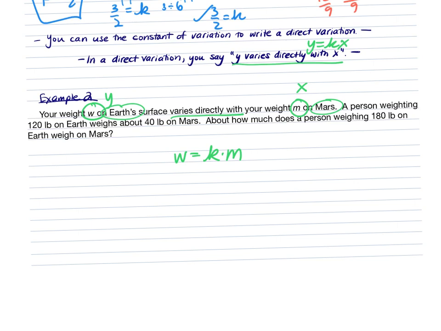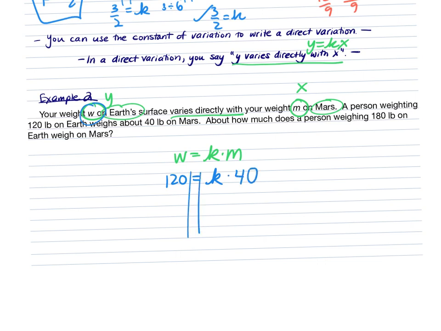It says, how much does a person 180 pounds weigh on Mars? So with the same thing, we're going to figure out the constant of variation so then we can plug in for our answer. So a person weighing 120 on Earth, that's my W. So let's plug in 120 for W. We don't know what our constant of variation is yet. And on Mars, they'd weigh 40 pounds. So we plug those in.